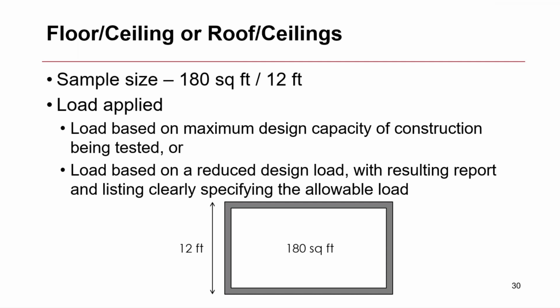So I won't get too involved in floor ceilings or roof ceilings. It's more or less the same as what we've talked about before. Once again, there is a minimum sample size requirement. In this case, it involves both a minimum dimension of 12 foot along with a minimum area of the assembly of 180 square foot. And once again, these assemblies are required to be loaded. The default position is they're loaded to their maximum design capacity for the construction being tested, or they can be tested at some reduced design load as long as the resulting report and listings clearly specify that allowable load.